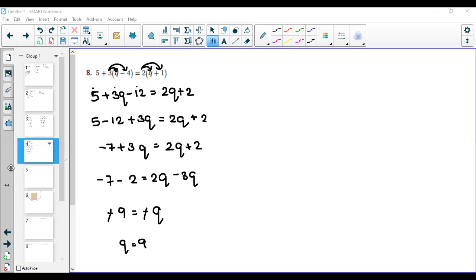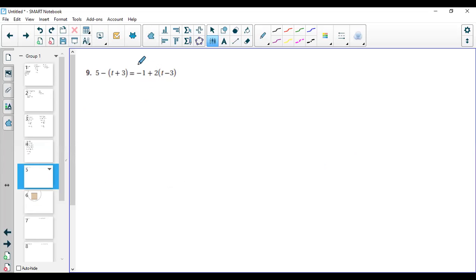Okay, let's see one more question. This question is not different, it's similar, but a bit more steps are needed. Now you can see 5 minus, in parentheses, t plus 3. Now there is no number here, which means it is going to be a 1. Whenever there is no number, there is going to be a 1. Minus 1 plus 2t minus 3.